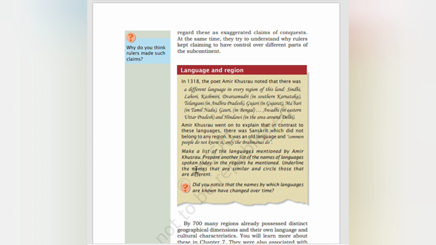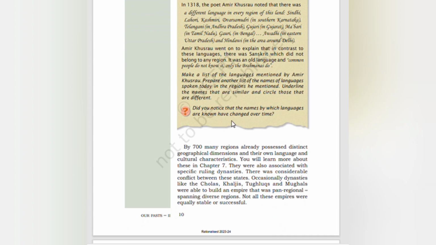Make a list of the languages mentioned by Amir Khusro. Prepare a list of the names of languages spoken today in the regions he mentioned. Underline the names that are similar and circle those that are different.